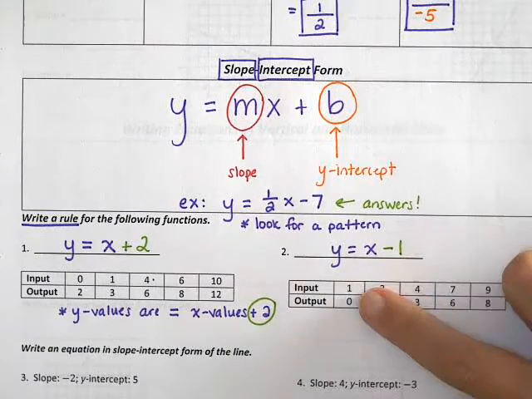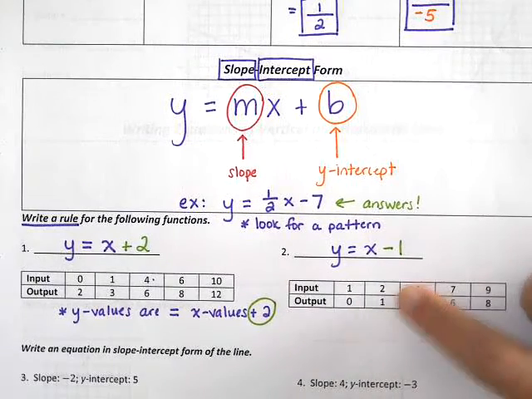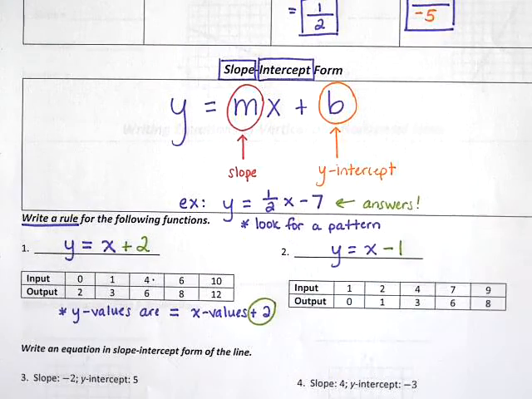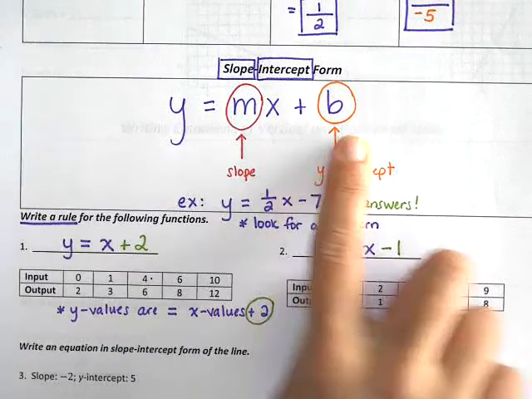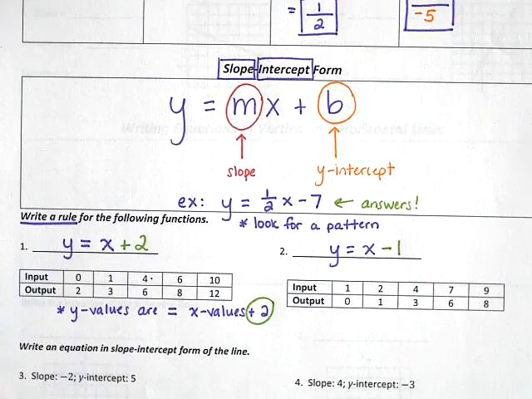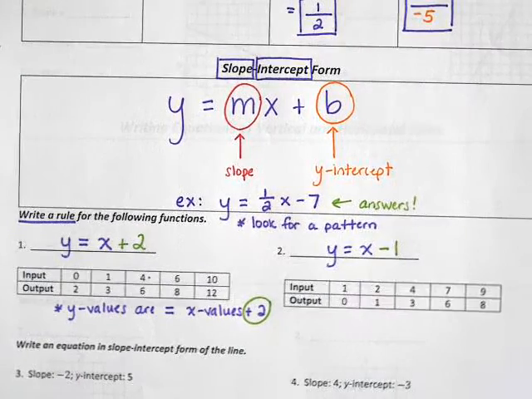1 minus 1 is 0. 2 minus 1 is 1. 4 minus 1 is 3. Again, you'll notice that this equation is in slope-intercept form. All of our answers should look that way today. Take a look at problems 3 and 4.